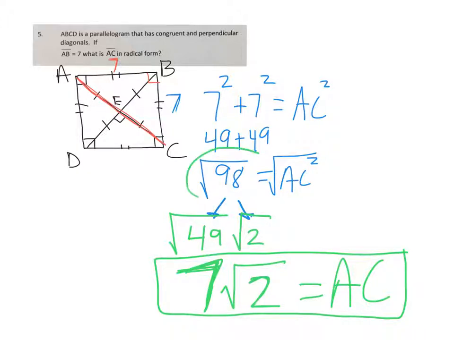Your teacher might be cool with leaving it as root 98. Sometimes the ACTs and SATs are cool like that. Other times they want you to reduce it all the way down to 7 roots of 2. So if they need to do that, you better be able to do it.